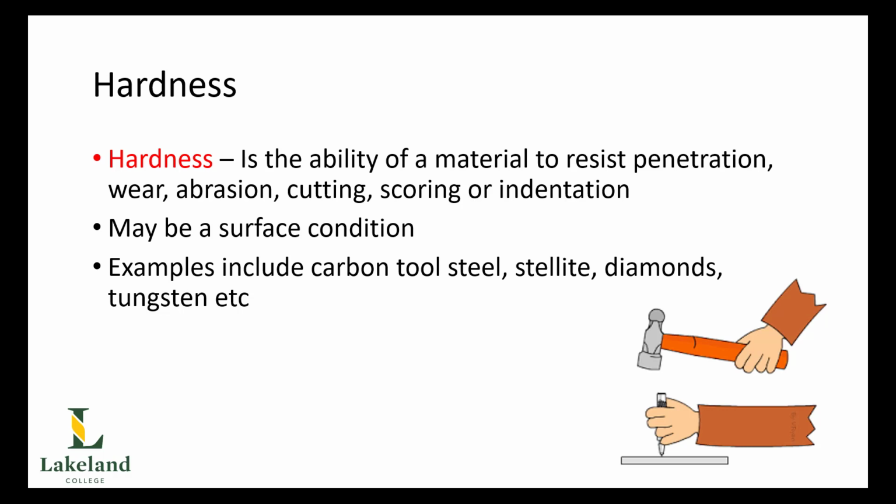Now, classic examples for hard materials are things like carbon tool steel. Stellite is an interesting one. Stellite is another type of alloy that is used quite often. Diamonds, they're really hard, and then also tungsten as well. So anything like this that's going to be used for very hard wearing, hard cutting applications is always going to have a high hardness characteristic. And we can test this, of course, by generally taking something, indenting it into the surface, and then measuring either the depth of the indentation or the surface area which it creates.